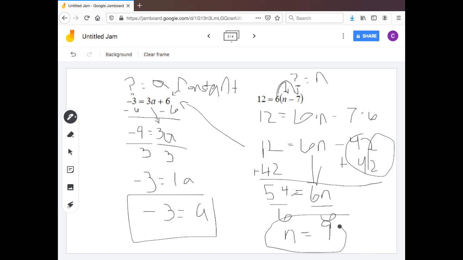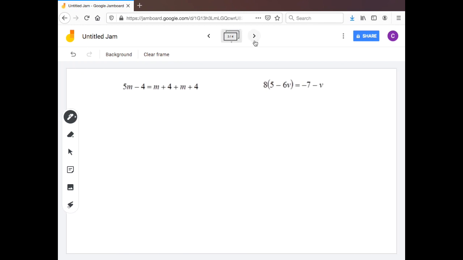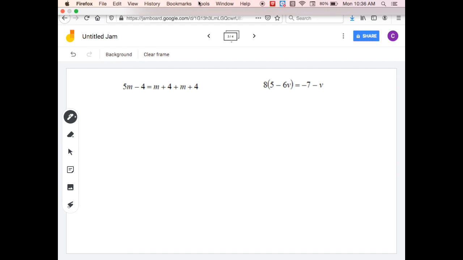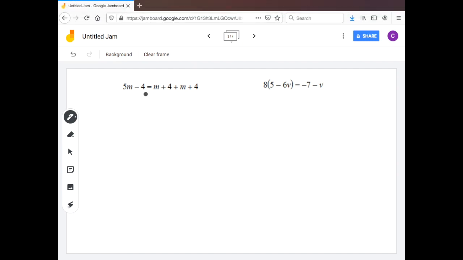So that's how you do one-step equations and two-step equations. You follow the same process in order to do multi-step equations. So multi-step equations will look like this. First, you want to combine like terms. So you want to simplify. So these like terms over here are already simplified, but the other side we got some work to do.